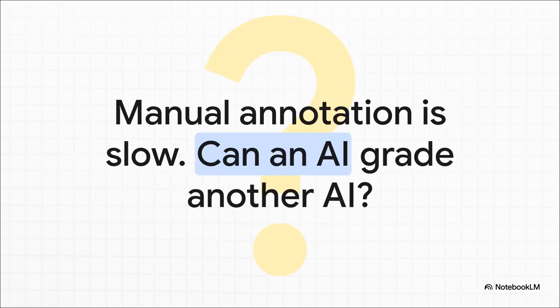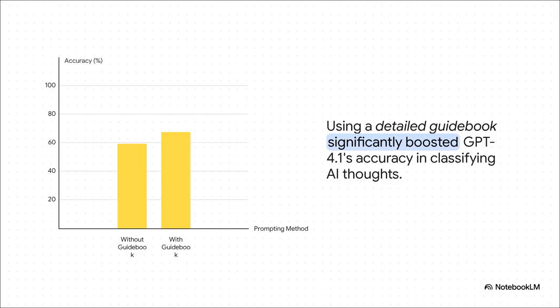Now, you can probably see the problem here. Manually grading an AI's homework is incredibly slow. It's just not scalable. So the researchers asked a really fascinating question. Could we get one AI to grade another AI? And the answer was, sort of. On its own, a powerful model like GPT-4 was accurate less than 60% of the time. But look what happens when they gave it the same guidebook the humans were using. Its accuracy shot up. The lesson here is pretty clear. Even an AI needs a good teacher and a clear rubric to really understand how another AI thinks.